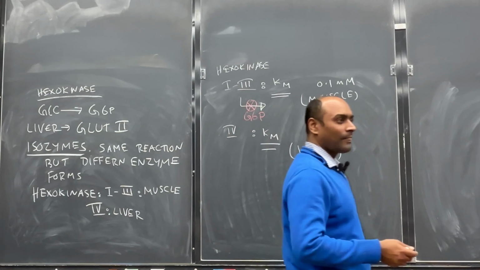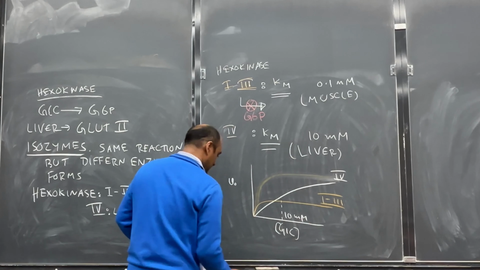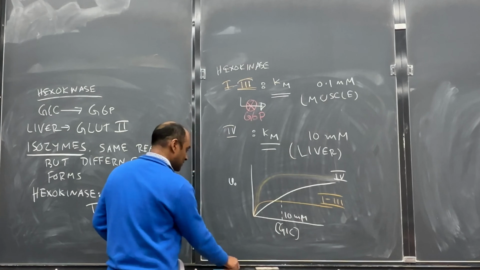Let's predict how the Km would look like, our MM plot. So if this is your velocity and that's your glucose concentration, it looks like that actually. So Vmax is low, but the Km is also very low, so it's fully saturated. And on the other hand, this is how liver will look like. So this will be about 10 millimolar Km, right? And this will be your very low, so about 0.1 millimolar Km.